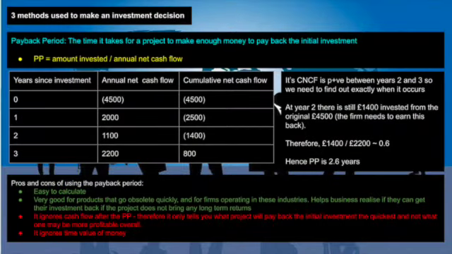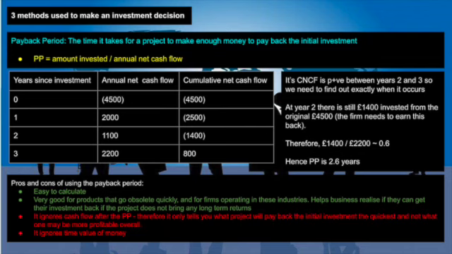So there's three methods to use for an investment decision, and the first one you need to know is the payback period. This is the time it takes for a project to make enough money to pay back the initial investment. To calculate it, you do the amount invested divided by the annual net cash flow. However, it's not always that simple.